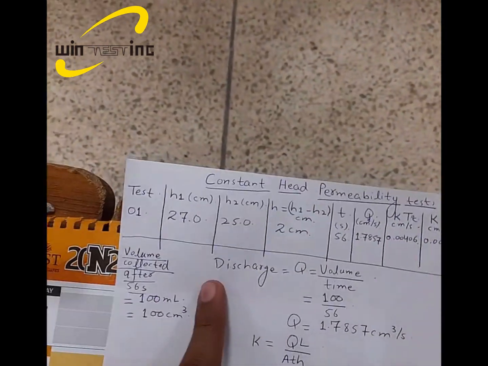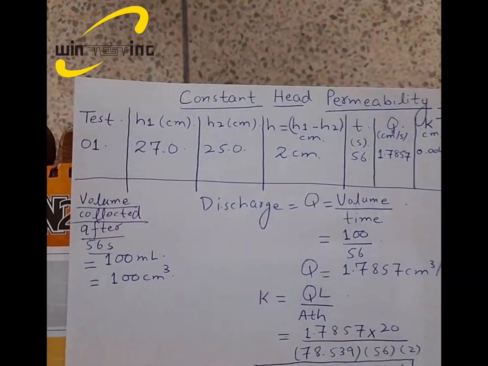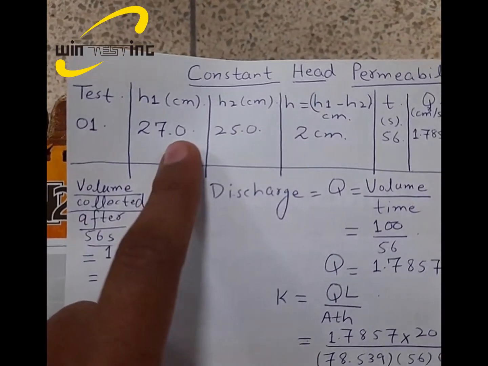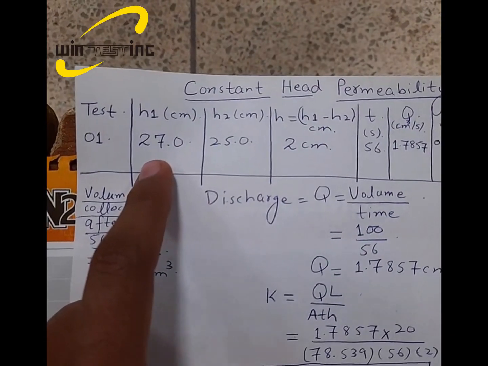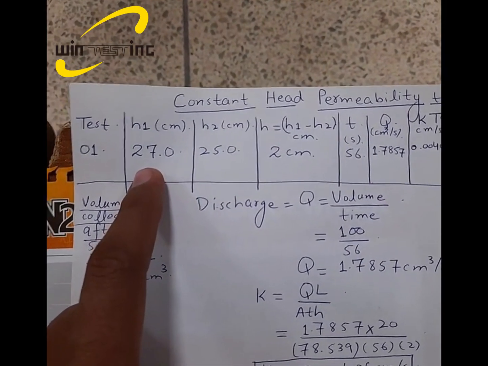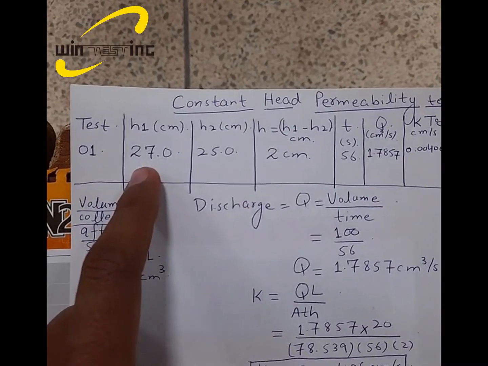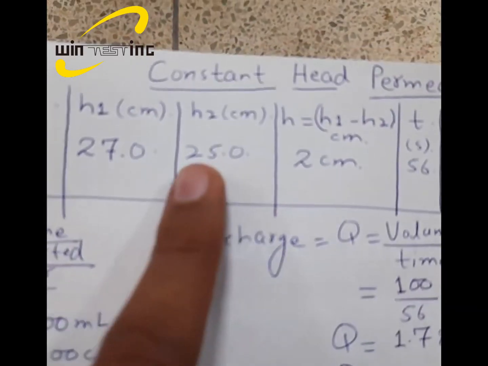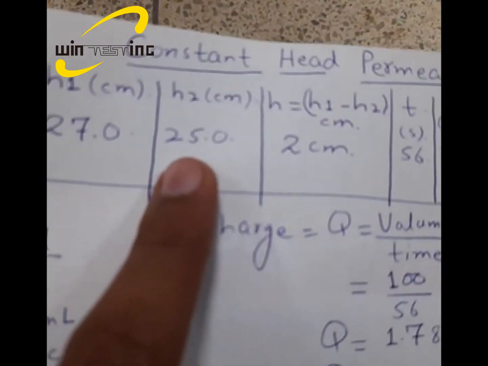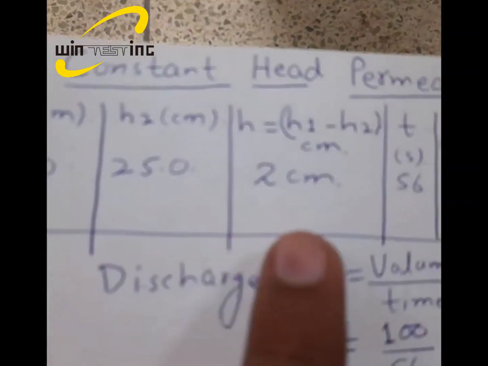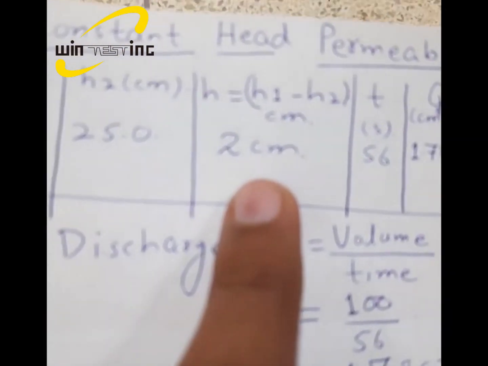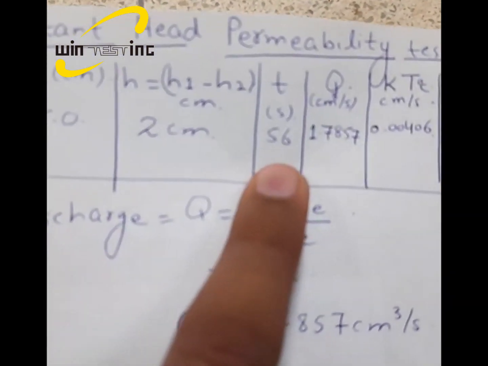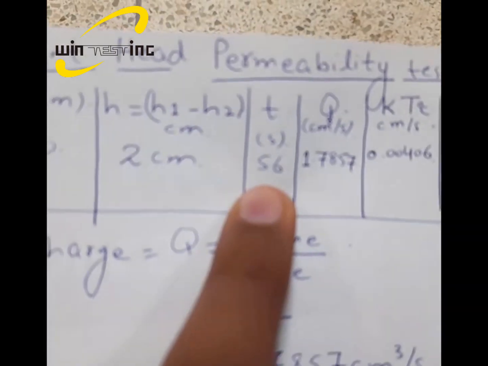Now let's see how we basically perform the calculations. Here you can see the trial. We have performed one trial. Now we have the H values in centimeters. 270 mm is the H1 value. If we convert this value into centimeters, it comes out to be 27. Then we have the H2 value, that was 250 mm, and in centimeters this value will be 25. Now we need to find out the head difference. So head difference is basically 20 mm, or we can say 2 centimeter, and the time was 56 seconds.